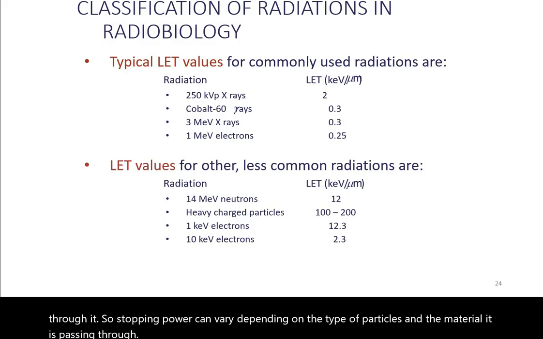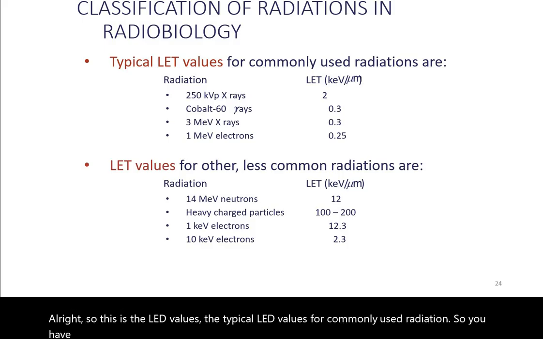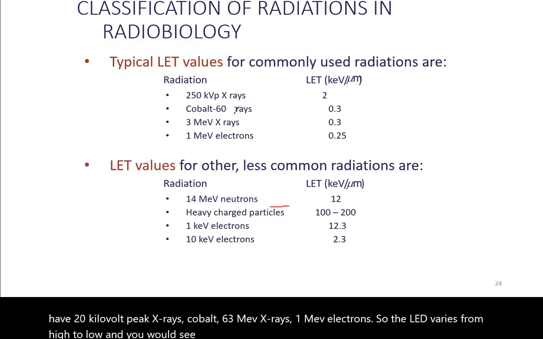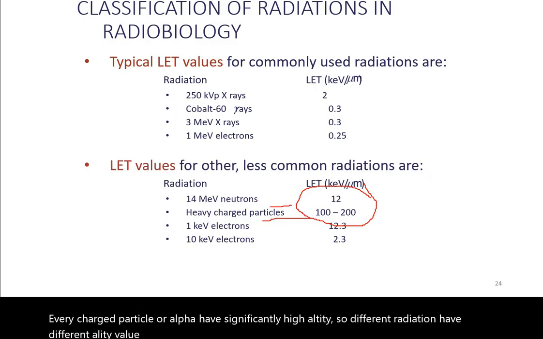All right, so these are the typical LET values for commonly used radiation. You have 20 kilovolt peak X-rays, cobalt-60, 3 MeV X-rays, and 1 MeV electrons. So the LET varies from high to low. You would see here that neutrons, energetic charged particles, and alpha particles have significantly high LET. Different radiations have different LET values, which are important in understanding their biological effects in radiation applications.